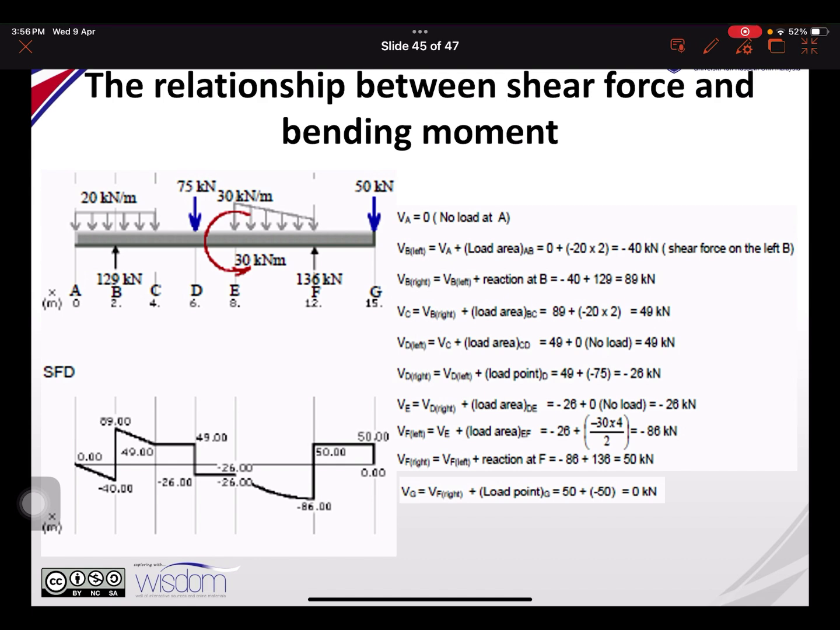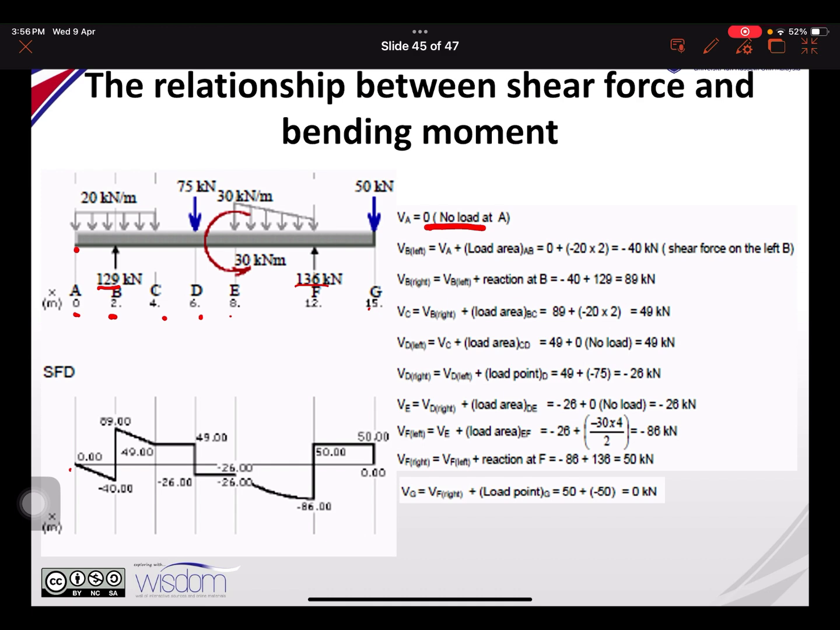So let's go through the example with the area method. After you calculate the forces at B and at F here, you can start to use the area method. We start from here, A to G, one by one. At point A here, there is no force and no point load because it's a free end. So you start at 0.